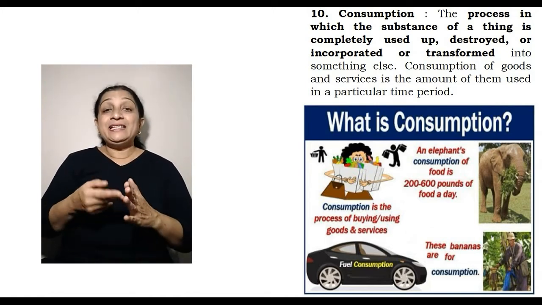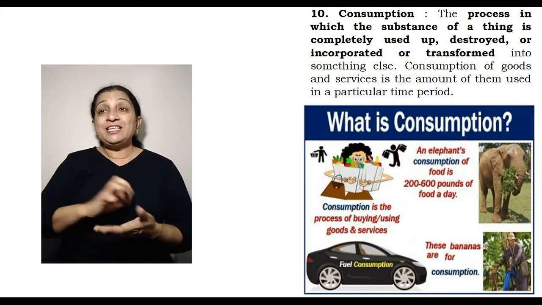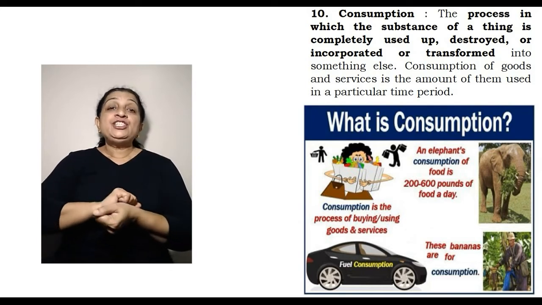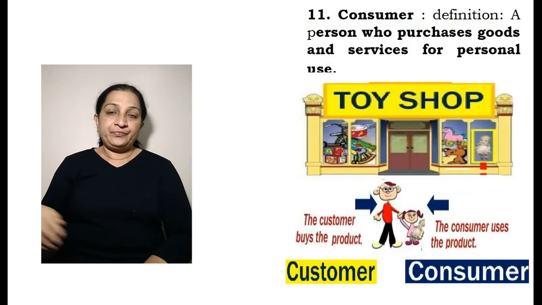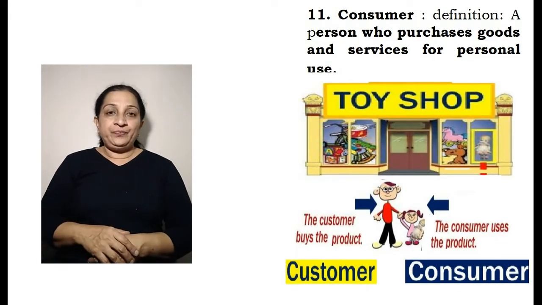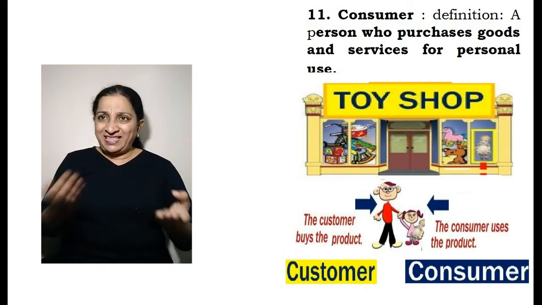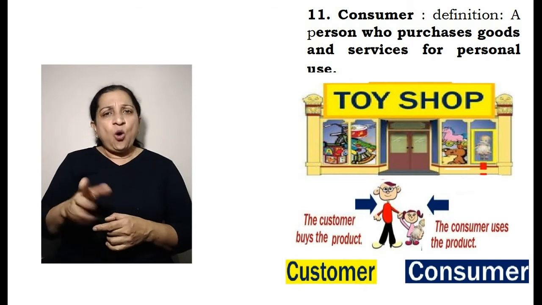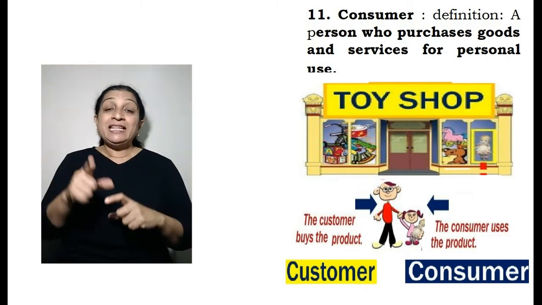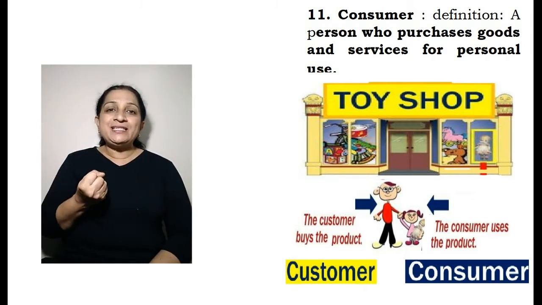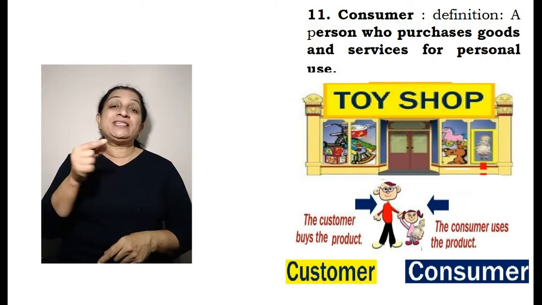That means it is a process where a consumer either uses, destroys, or changes the product that he buys. Consumer. That is a person who purchases things, and he or another person may use it. In the slide, you will see that the father purchases things, but the child is the consumer, because he uses the toy.